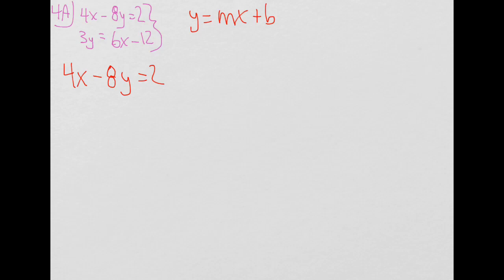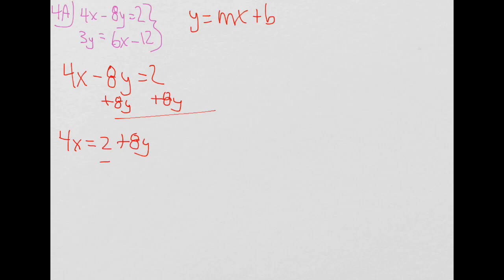So let's start with this first equation. To solve for y, my first move is I'm just going to add 8y to both sides. That doesn't have to be your first move, that's just how I'm doing it. If I do that, I get 4x equals 2 plus 8y. I did that to get rid of my negative sign. I could have divided by negative 8 later, but this is how I prefer to do this.